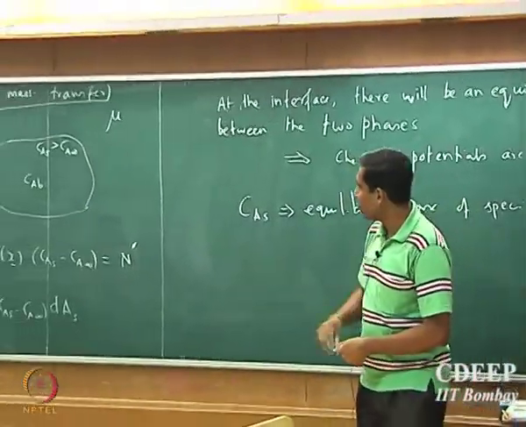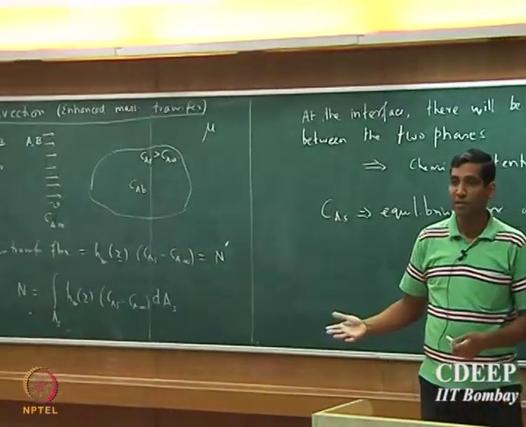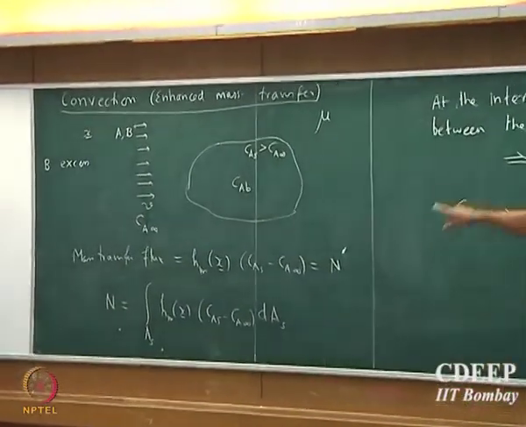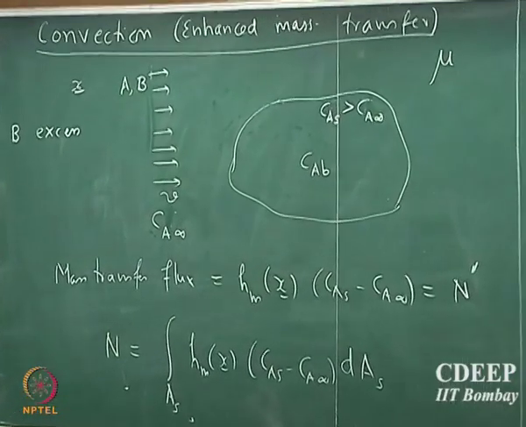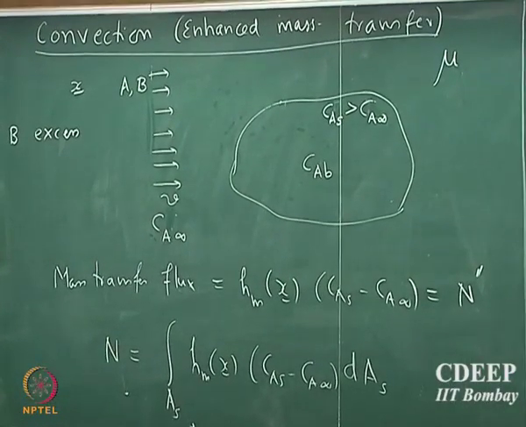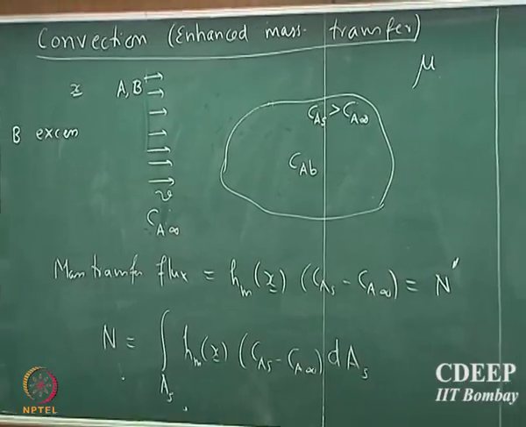So right now what we will do for the rest of the convection topic is that we will assume that we know how to measure the interface concentration CAS, and we will assume that the concentration gradient is CAS minus CA infinity. In fact, that's the correct concentration gradient. Okay.